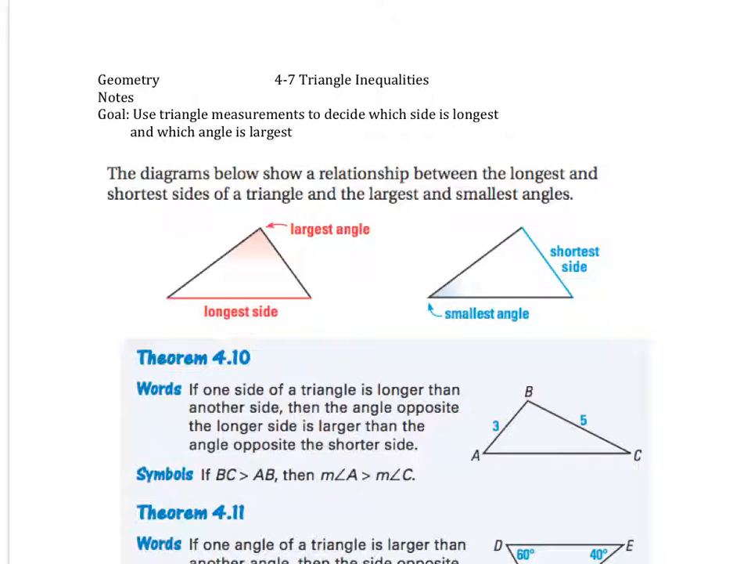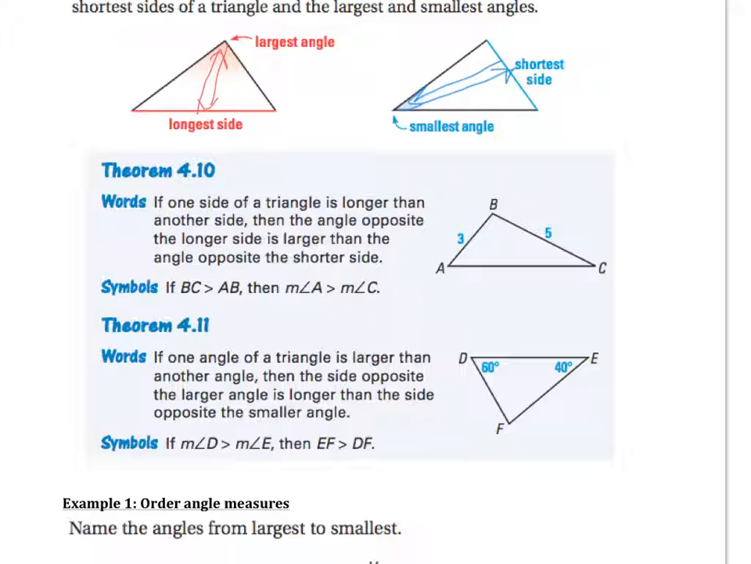Okay, so in this diagram we can see that across from the largest angle is the longest side, and across from the longest side is the largest angle. Likewise, across from, or opposite, the smallest angle is the shortest side, and opposite the shortest side is the smallest angle.